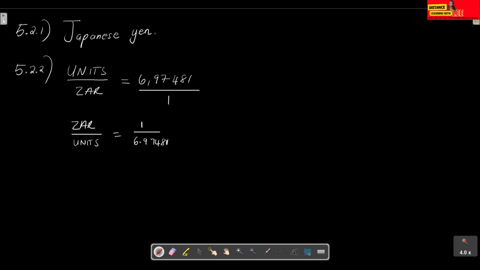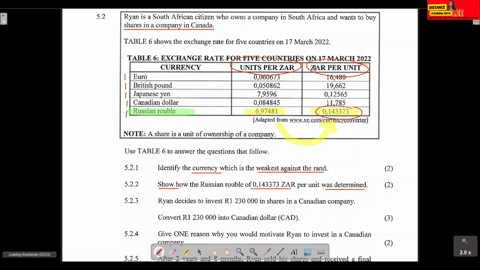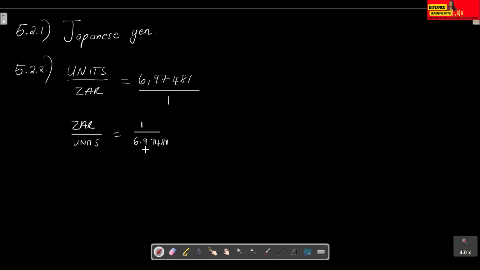So what do we now notice? We've got ZAR per units, which is what we want here, ZAR per unit. So if you punch this into your calculator, 1 divided by 6.97481, you get 0.1433730811. Okay, so that is how they obtained the ZAR per units in the last column.